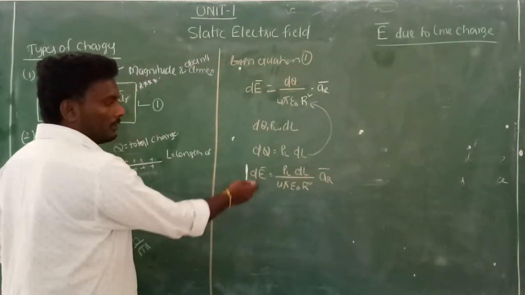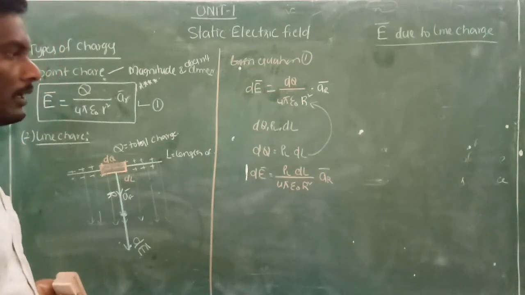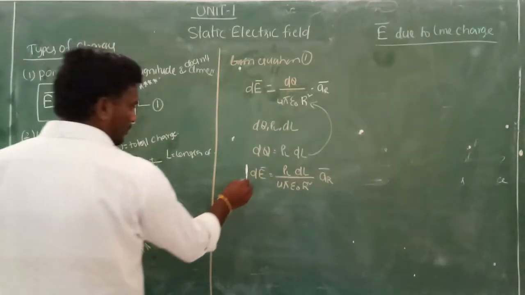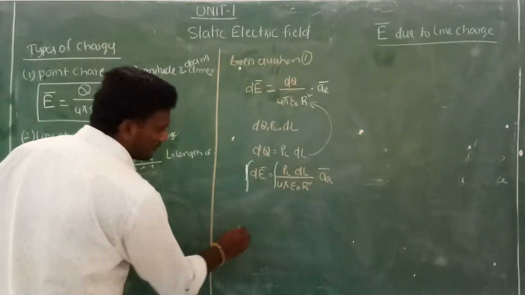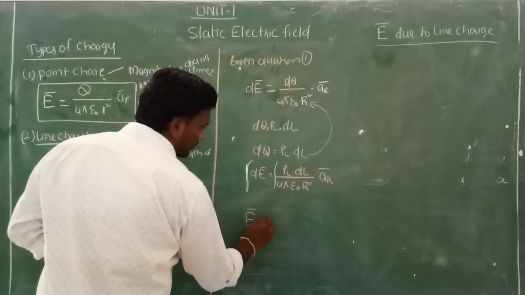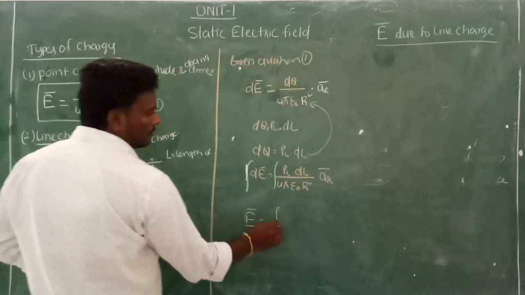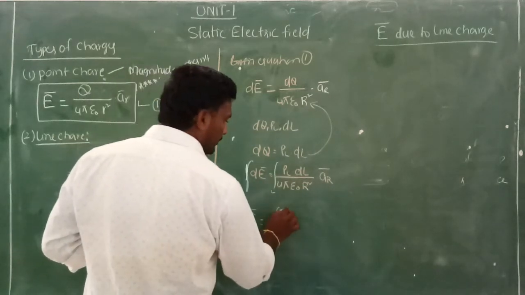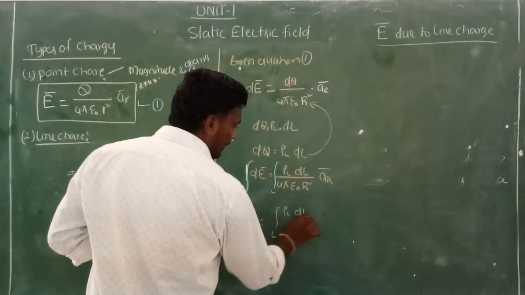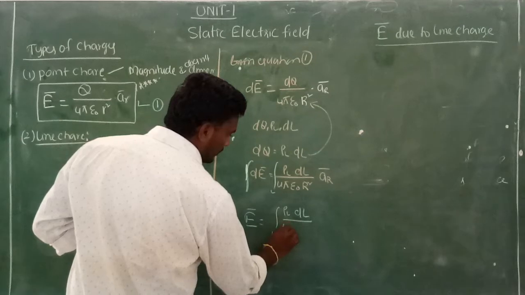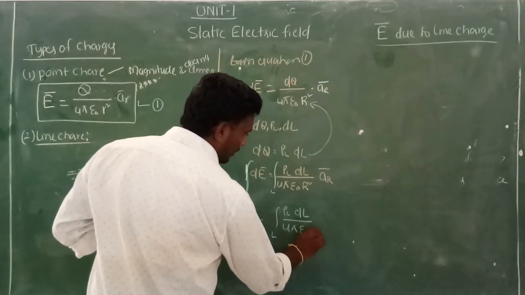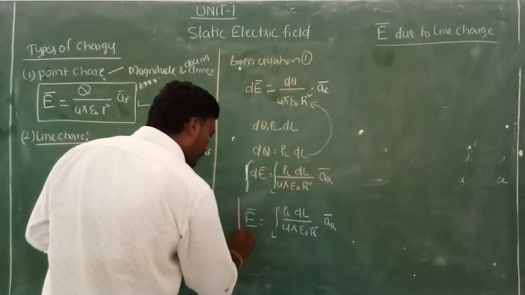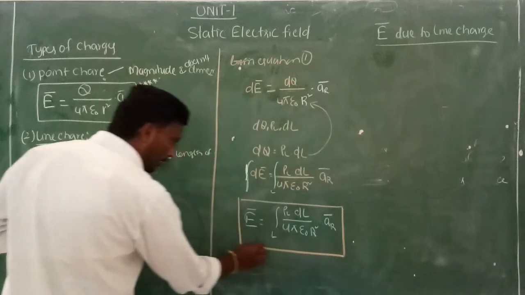Okay. So here there is a differential electric field intensity, but you need only the electric field intensity. So what will you do here? Do the integration on both sides. By doing integration on both sides, you get E bar is equal to the line integration of, which type of integration you have to consider here, as it is a line charge, you have to take the line integral of rho L dL by 4 pi epsilon naught R square into A R bar, which is the electric field intensity due to line charge.